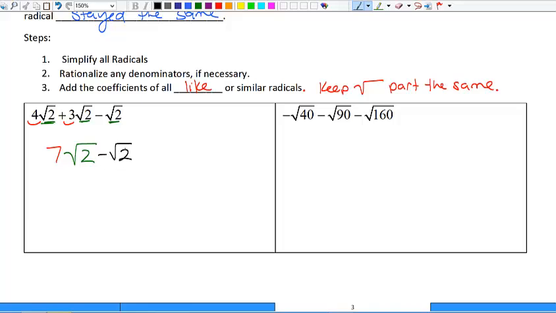And now I'm going to do one more. The root 2 is the same, so it's going to stay the same. And then I just subtract my coefficients. Now you have to be a little bit careful here. That's like a coefficient of 1. I have one copy of root 2 here. 7 root 2's take away a root 2, or really 1 root 2, is 6 root 2.